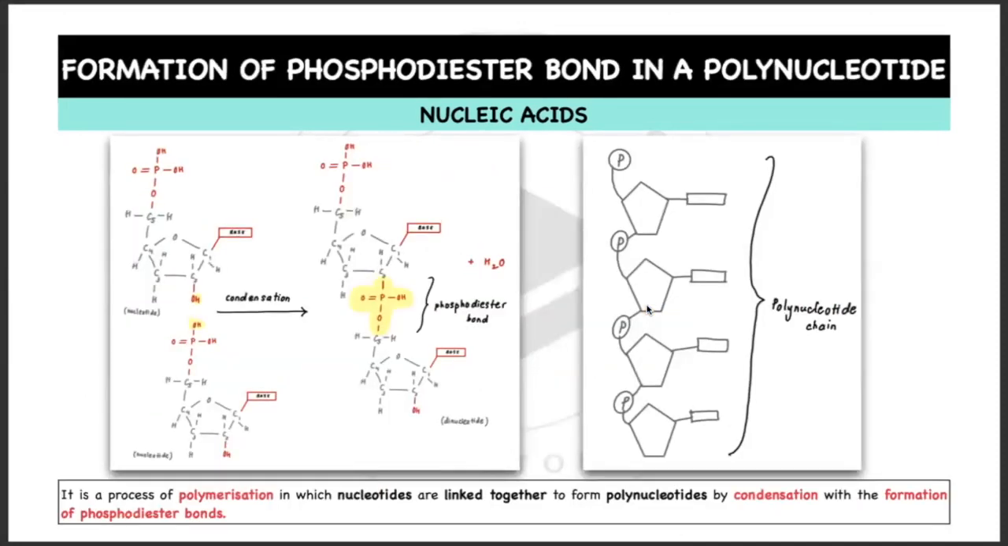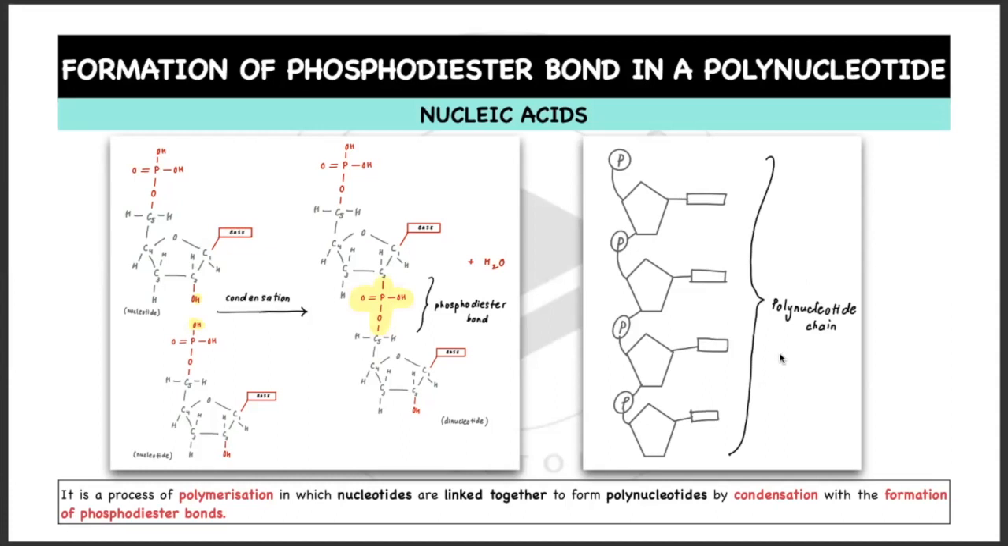Why I mentioned that is because now we're going to go into formation of phosphodiester bond in a polynucleotide. It's not phosphoester now. So when you link two nucleotides together, okay, over here you have one nucleotide and you have another nucleotide. When you combine both of them through the condensation reaction, you have this part over here, the phosphodiester bond. So when you combine them, you get a dinucleotide, and you combine more and more and more, you'll get a polynucleotide chain.